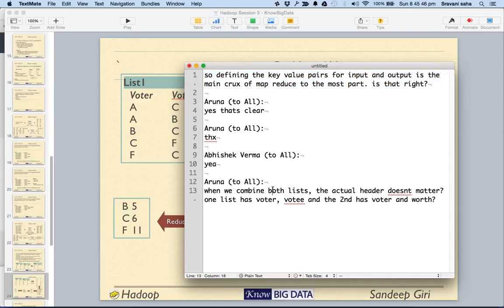Now, when we combine both lists, the actual header doesn't matter. One list has voter and votee, and the second has voter and worth. No, the actual header doesn't matter. Whatever you want to give it, you give it. You can also say that we will convert everything into strings rather than numbers, and then life will be easier. Yes, key and value would be different, right?